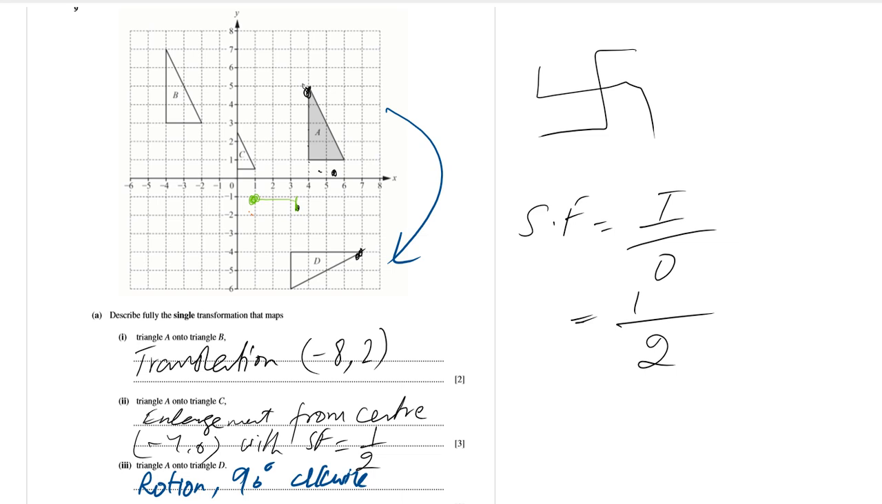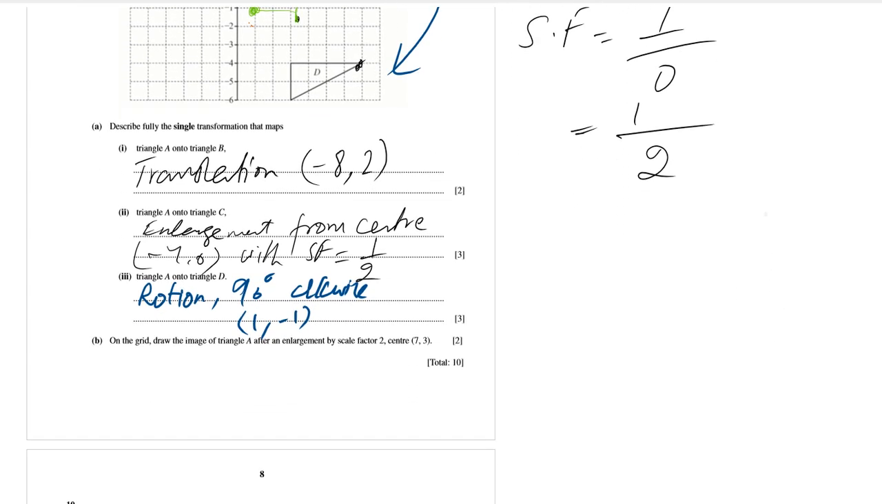Now, doing the same movements using this sign, 4.5 and 1.5. So 1.5 and 4.5. Definitely, these are joining over here. So this has to be the center of rotation, that is 1, minus 1. You can use the methods in which you are comfortable.